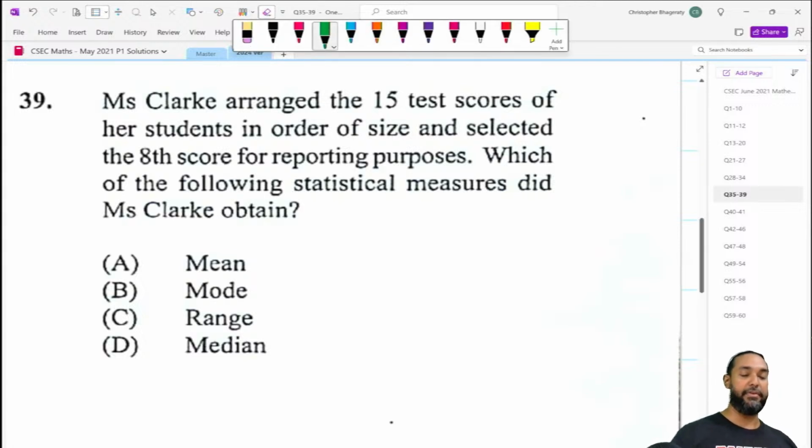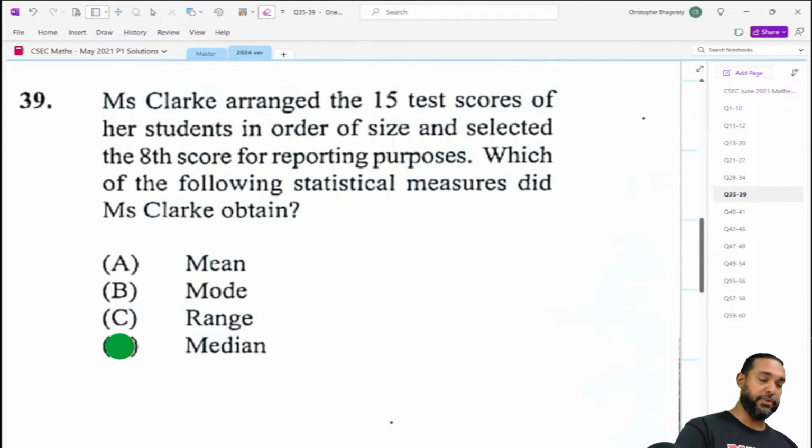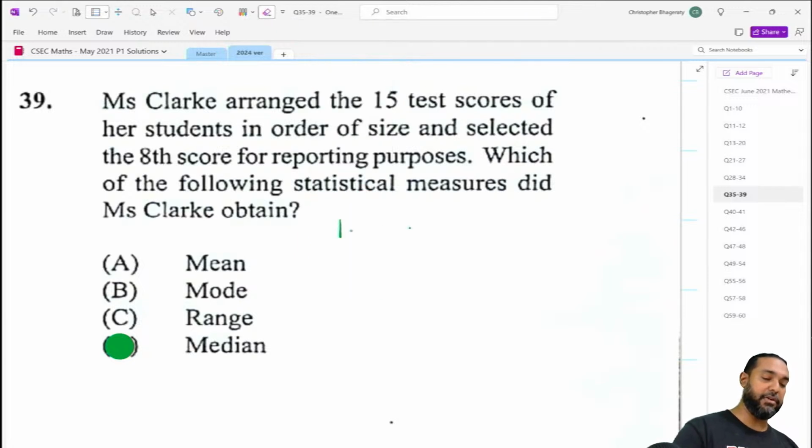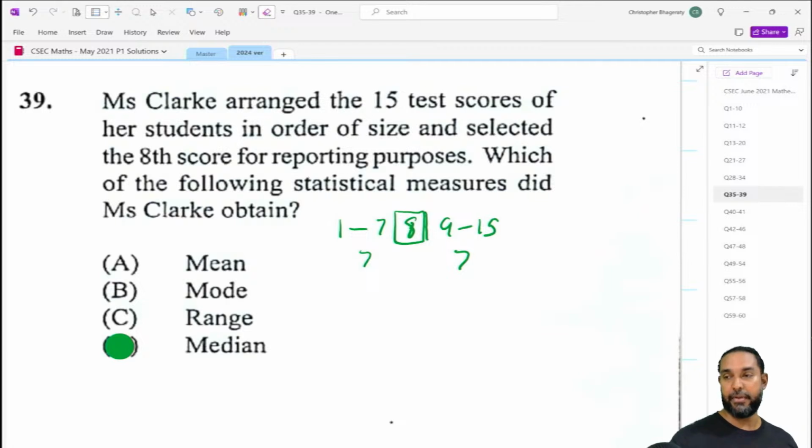Right, so if you have 15 things, 15 test scores, and you take the 8th item, that's the median. Because what would happen there is that you would break up the distribution into 1 to 7, the 8th item, and then 9 to 15. 1 to 7 is 7 things, and 9 to 15 is also 7. So the median breaks up the data set into 2 equal halves. All right?